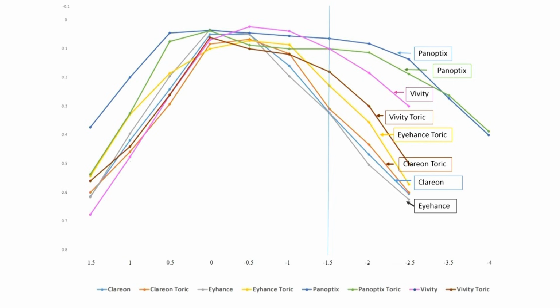I just want to show you that, like he showed, and it's not surprising, that the panoptics and the panoptics toric, one of them is panoptics toric, the other is panoptics, and then we have all these others. As you expect, near zero or near emmetropia, all of them are crowded. They're all sort of good.